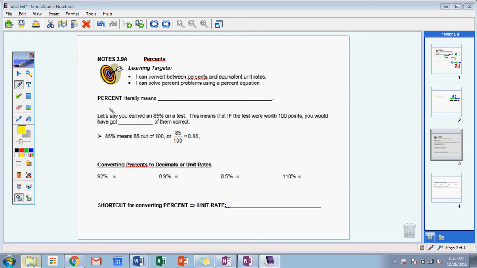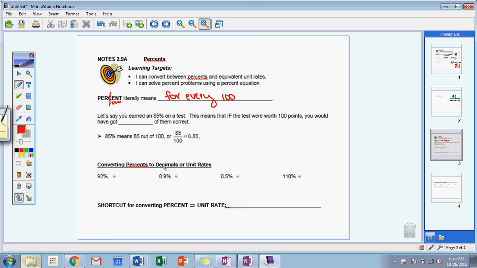So let's talk about what the word percent means. I'm going to break this word apart. Cent, you can think about pennies, and there are 100 pennies in a dollar. So cent is kind of like per 100, and per means for every one. So percent literally means for every 100. That's why percents are usually out of 100.